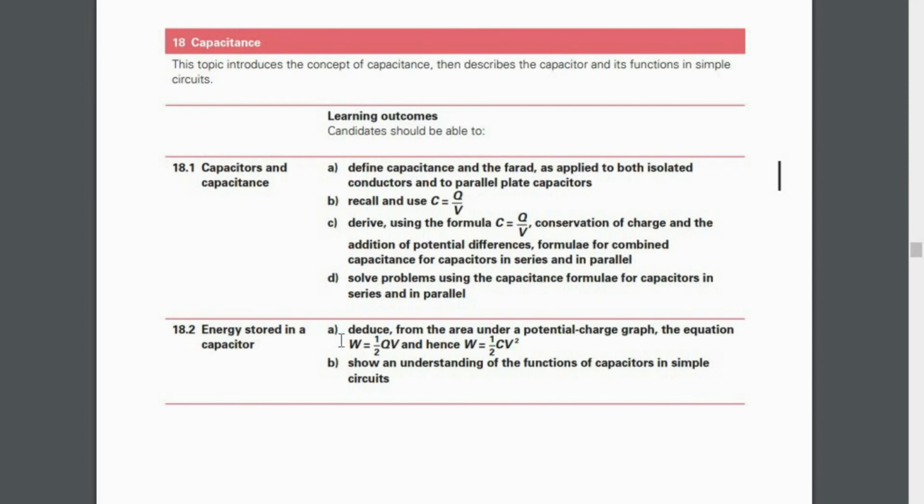Yeah. All right. Next, solve problems using the formula for capacitance in series and parallel. Deduce from the area under the potential-charge graph the equation W is equal to half QV, and hence W is equal to half CV squared.